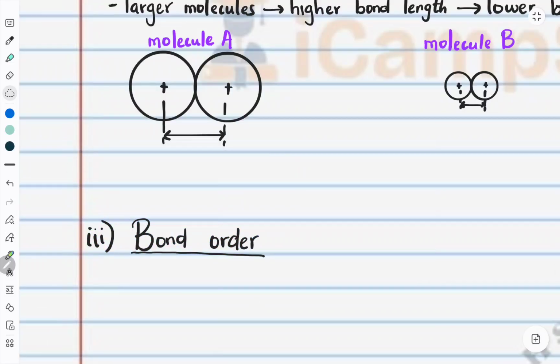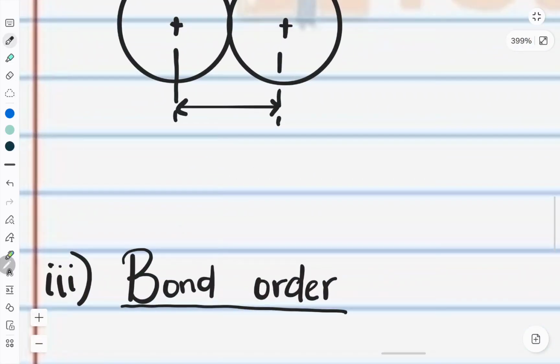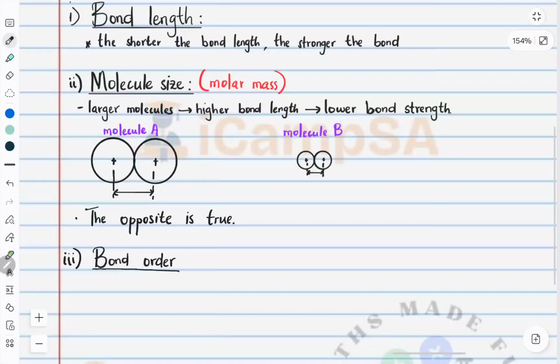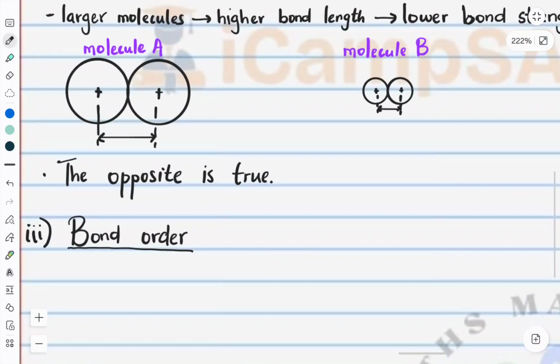Then just to say, the opposite is also true. Remember we said the opposite of larger molecules is smaller molecules. Opposite of higher bond length is lower bond length. So what I mean is the smaller the molecule, the lower the bond length and the higher the bond strength. The larger the molecule, the higher the bond length and the lower the bond strength.